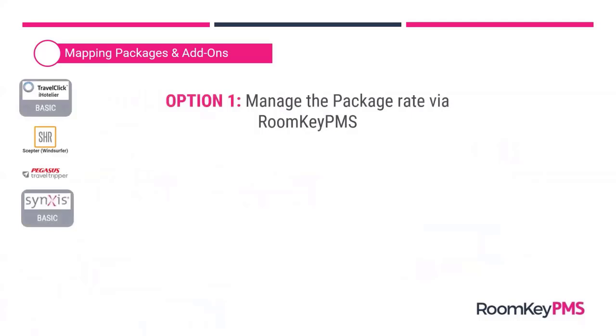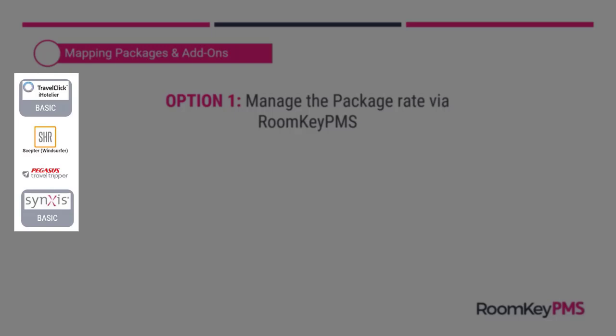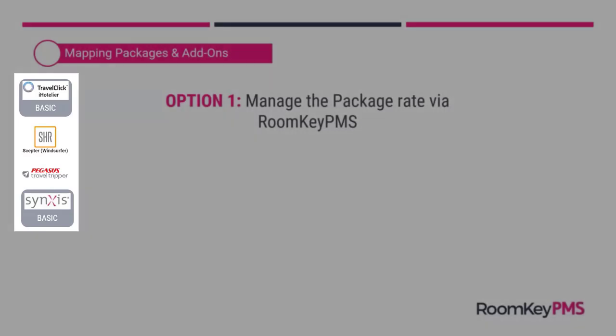So let's look at our first option when you are mapping packages. Option number one is going to allow you to manage the package rate via RoomKey. So we're going to be setting up the rate and the connections, but when there are rate changes or changes to the package, you're going to be doing all of that in RoomKey. This option one is applicable to TravelClick iHotelier Basic, Windsurfer and Pegasus or TravelTripper, as well as our Synxis Basic connections.